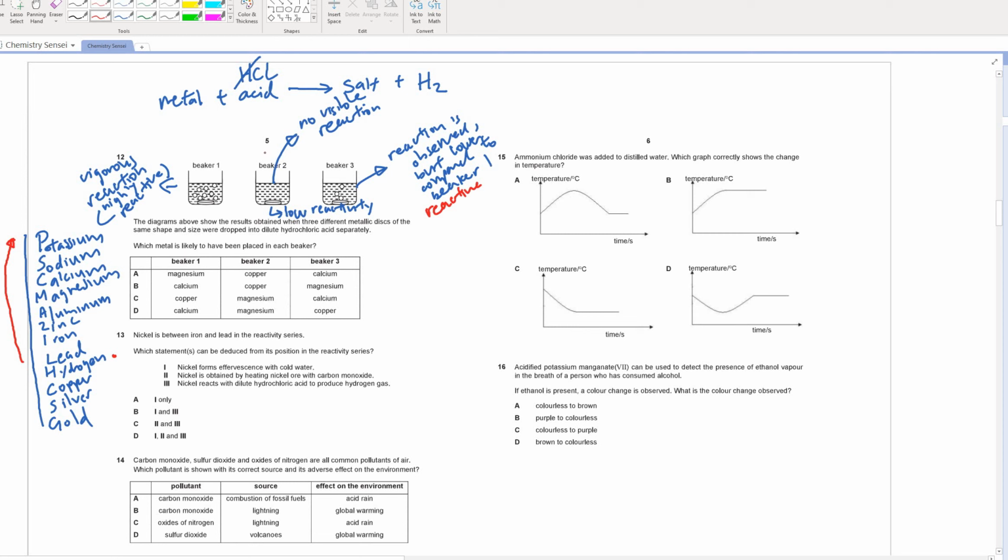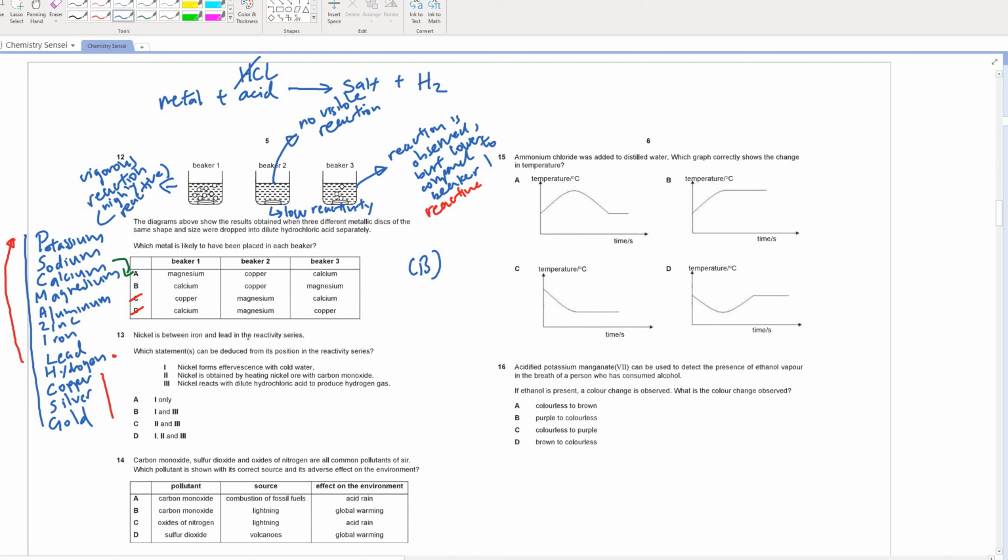So for beaker 2, where there is no reaction, that means that the metal can be either copper, silver, or gold. Alright, so straight away option C and D are incorrect. Next, by comparing between beaker 1 and beaker 3, we know that beaker 1 contains a metal that is more reactive. The correct answer is option B, as calcium is more reactive than magnesium. Now let us move on to question 13.